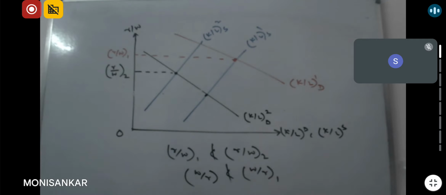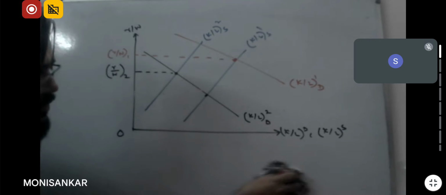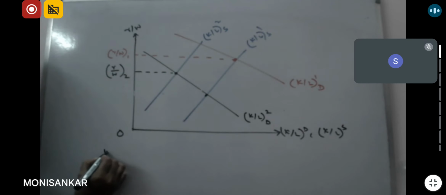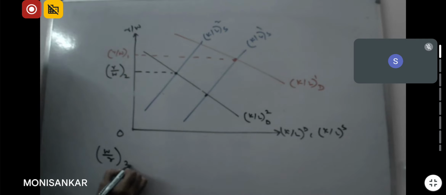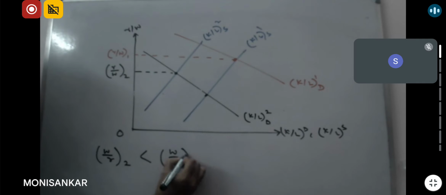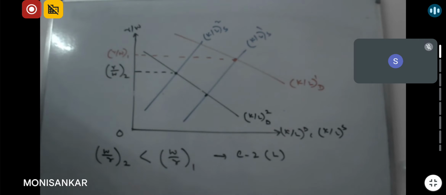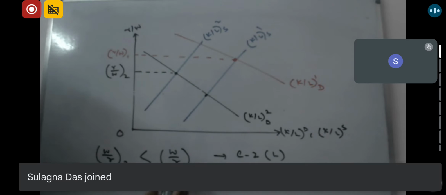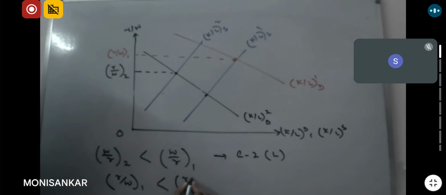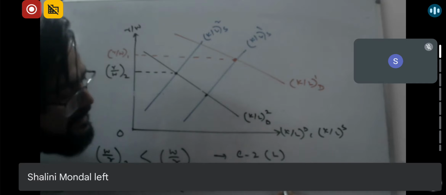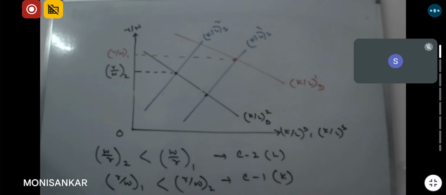So according to the price definition, if W by R2 is less than W by R1, it suggests country 2 is labor abundant, or this implies R by W in country 1 is lower than R by W in country 2. So it implies country 1 is capital abundant. In that way, first identify the abundancy.